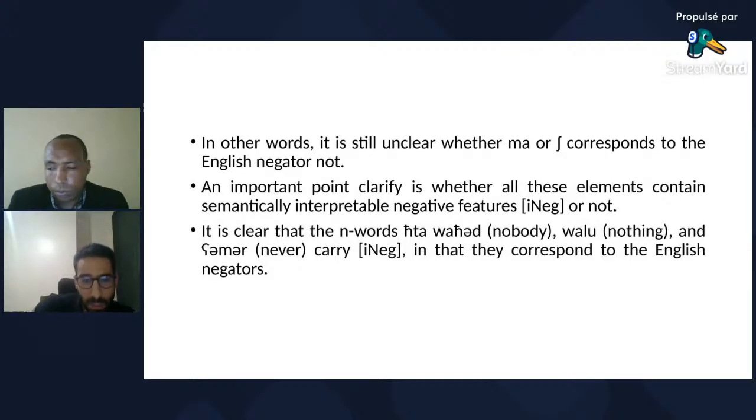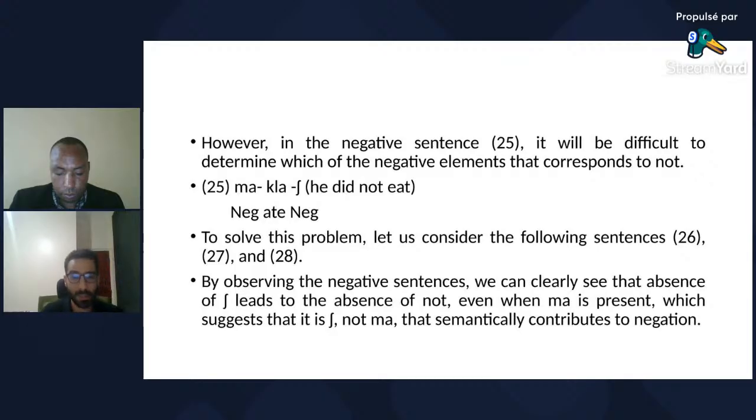An important point to clarify is whether all these elements contain semantically interpretable negative features or not, whether all of them semantically contribute to negation or not. It is clear that the N words like Tawahed, Walu, Ammar carry a semantically negative feature, in that they correspond to the English negators. However, in sentence 25, it will be difficult to determine which of the negative elements corresponds to not. Like if you say maklash, here it's not clear whether it is ma, which is the English word not, or sh. It's still not clear.